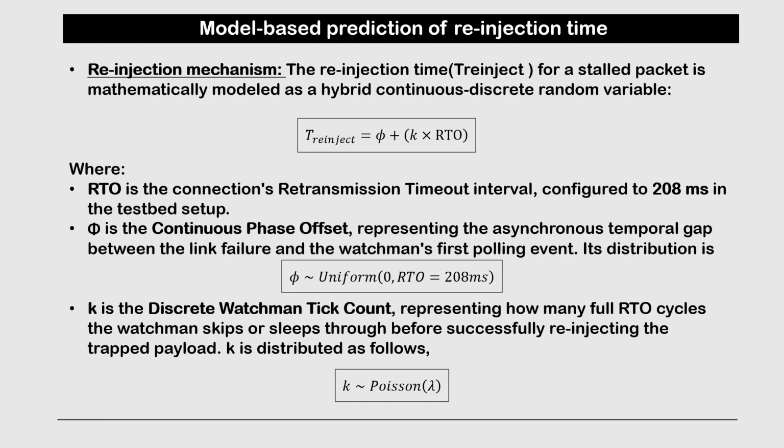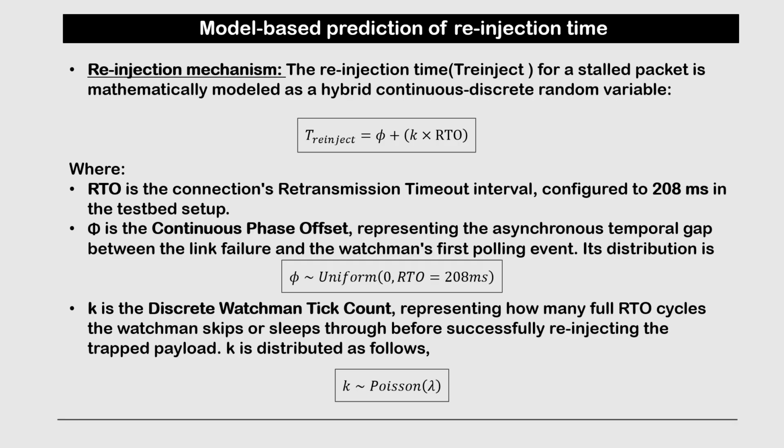We are evaluating our T reinjection time. In our evaluation, we define the T reinjection time as phi plus k times the RTO. Here phi is the phase offset. What is phase offset? We'll see in a bit. K is the number of times the MPTCP watchman wakes up before the reinjection event happens, and RTO is the retransmission timeout.